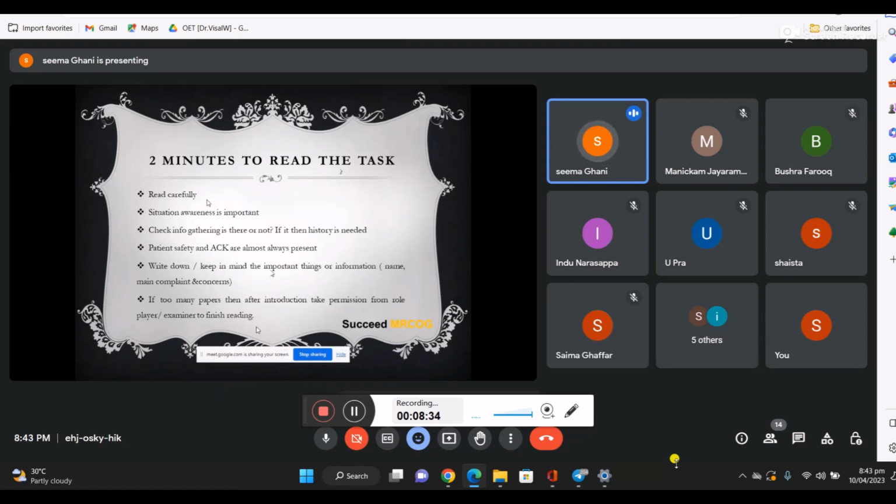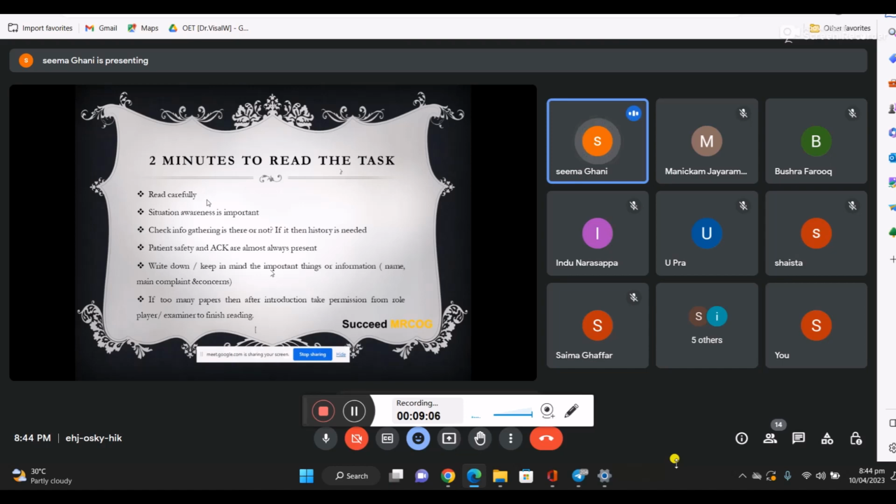So it's your habit. At the moment you are practicing with your colleagues, it's your habit how you utilize and manage these 2 minutes. If you have a habit of writing down important information like the name or main complaint in bullet format, you can keep that habit in your exam as well. Otherwise, if you don't have such a habit, you just keep all this important information in your mind. So that is also good. There's no hard and fast rule. It all depends upon your practice.